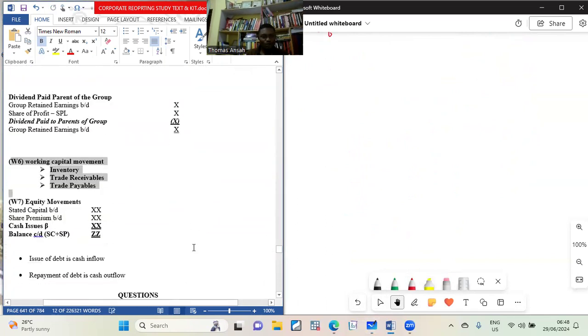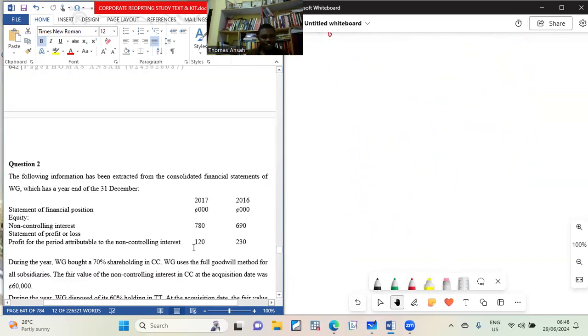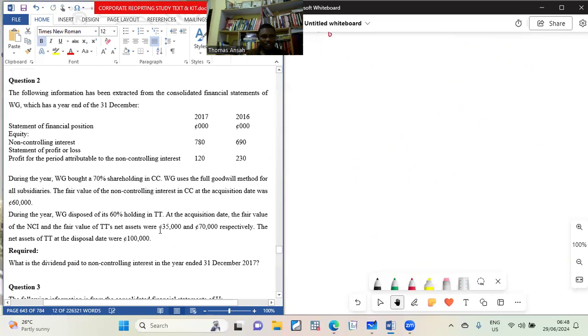So now, what do we do? So we are told that there is an NCI. So what do we do? This is it. This is the extract. They bought 70% of CC, and when they bought, using the full goodwill method, the NCI is 60,000. All right, at acquisition it was 60,000. During the year, they disposed of 60% in TT. At acquisition, TT's fair value of NCI and its net asset was 70. So what was it at the time we were disposing? This is it. So that is what you go through and do.